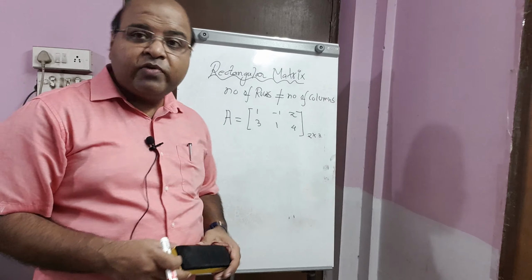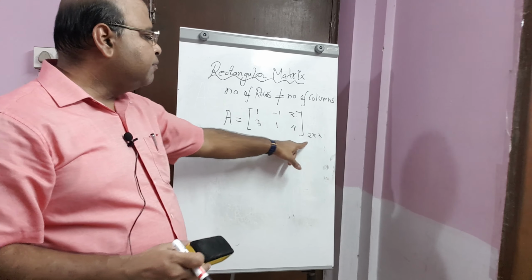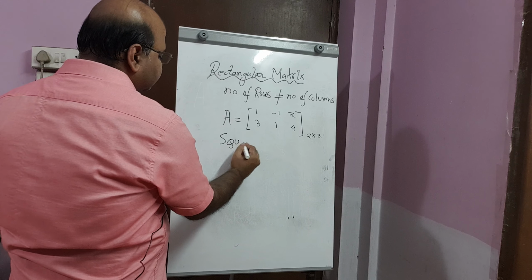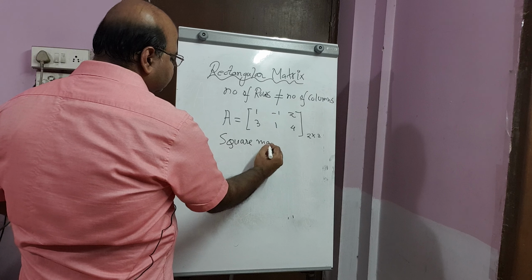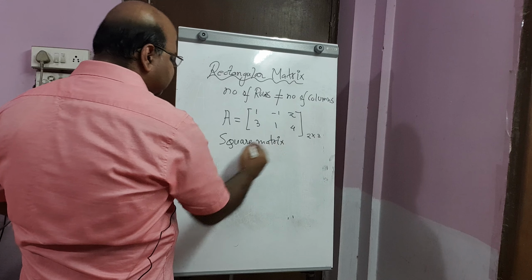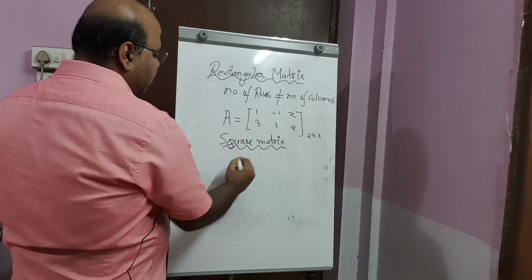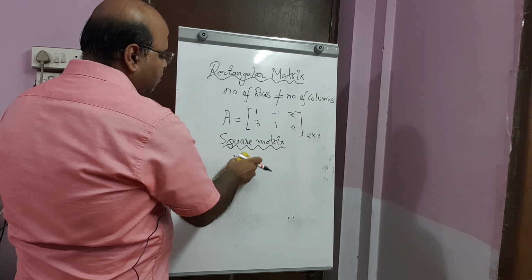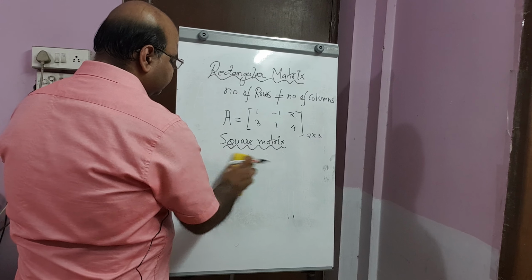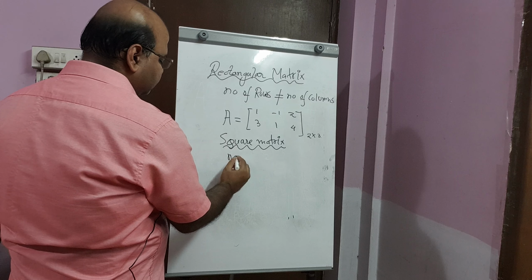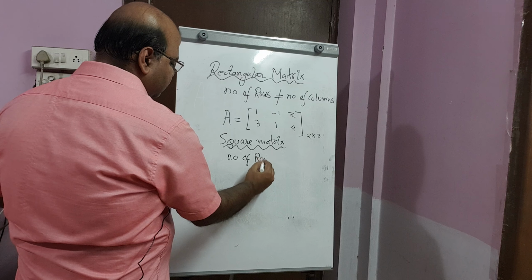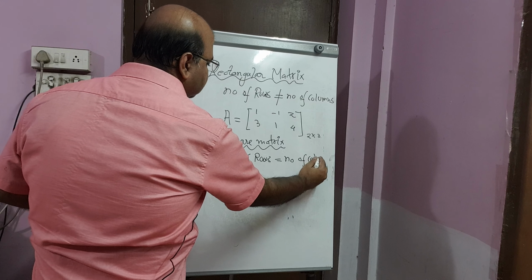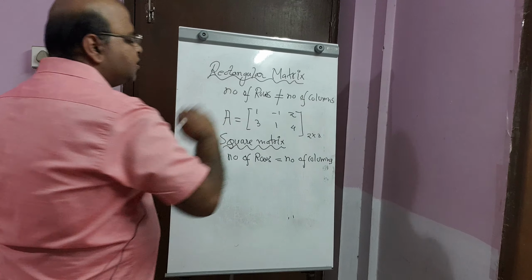Obviously the next one should be a square matrix, where the number of rows and number of columns should be equal. So that is the next type, square matrix. That is, if I add in some elements in equal number of rows and columns, here the number of rows becomes equal to the number of columns. That is a square matrix.